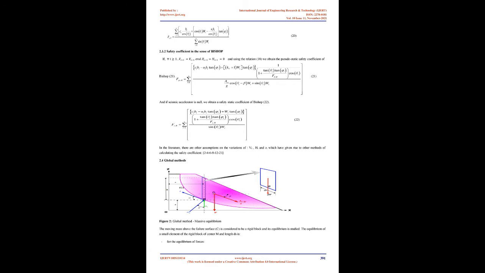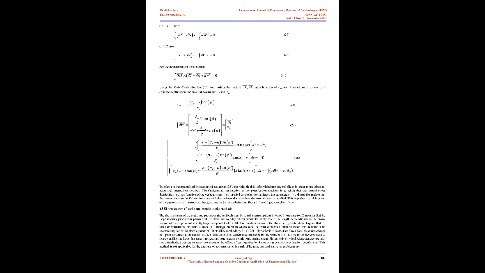2-4-6-8-12-21. 2.4 Global methods. Figure 2, global method, mass of equilibrium. The moving mass above the failure surface, C, is considered to be a rigid block and its equilibrium is studied. The equilibrium of a small element of the rigid block of center m and length ds is written for the equilibrium of forces. To calculate the integrals of the system of equations, 28, the rigid block is subdivided into several slices in order to use classical numerical integration methods.